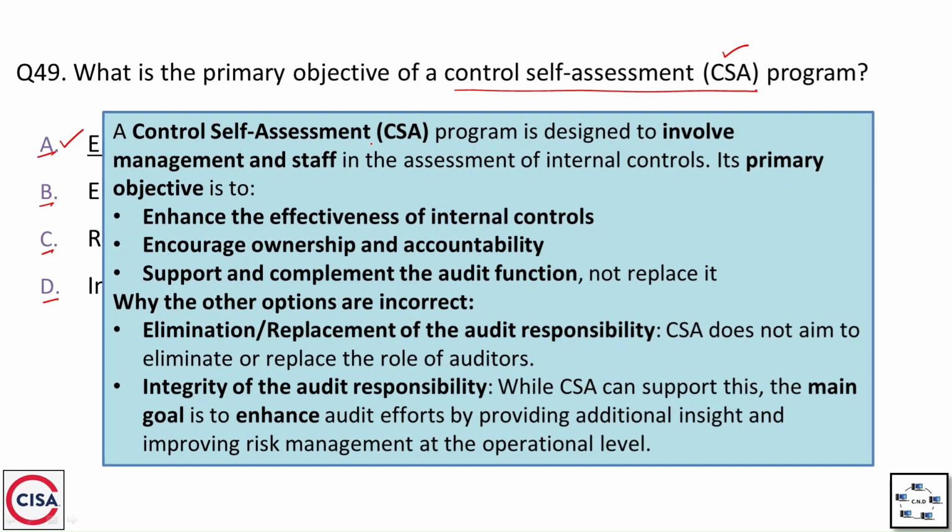So, a control self-assessment CSA program is designed to involve management and staff in the assessment of internal controls. Its primary objective is to enhance the effectiveness of internal controls, encourage ownership and accountability, and support and complement the audit function, not replace it.